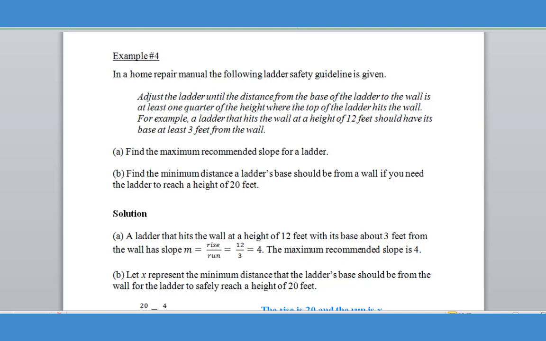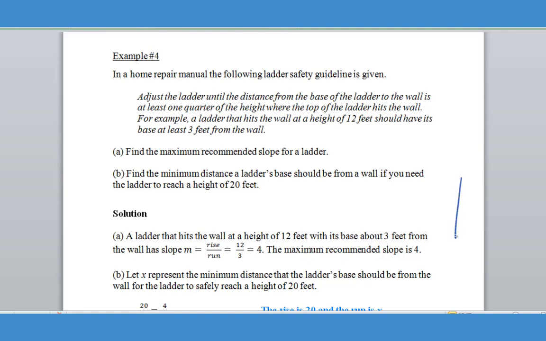And the wall is at least 1/4 of the height where the top of the ladder hits the wall. So a ladder hits the wall at a height of 12 feet and should have a base 3 feet from the wall. So it says find the recommended slope. And so if we look at our solution for part A, we're going to use just a quick visual, if you will, where we can actually get an idea of what this looks like.